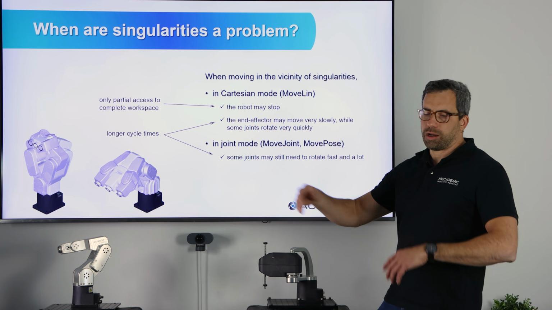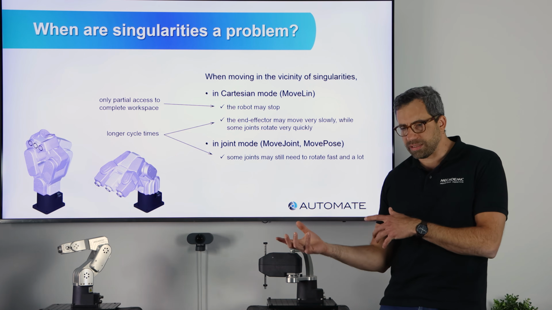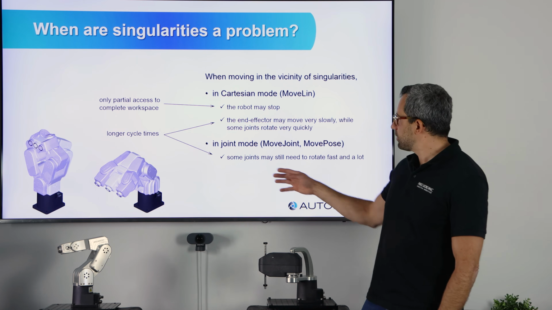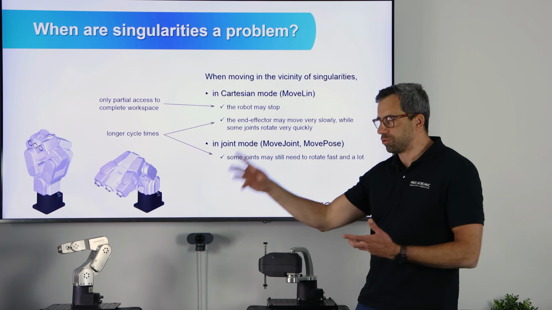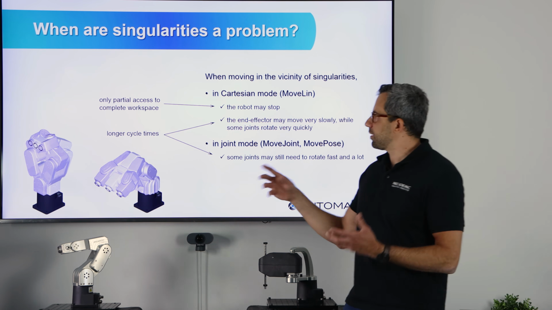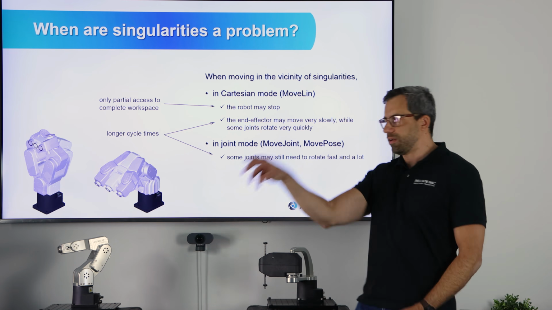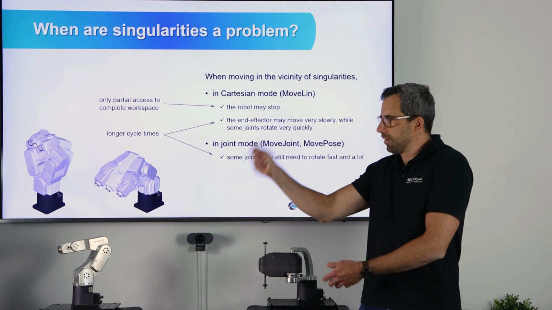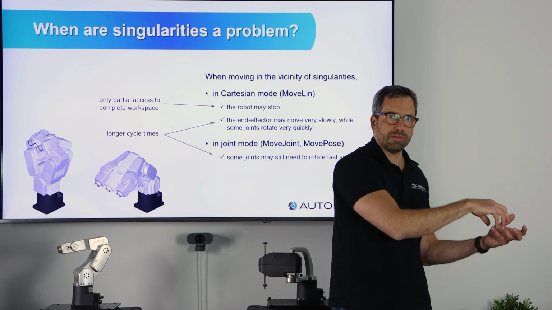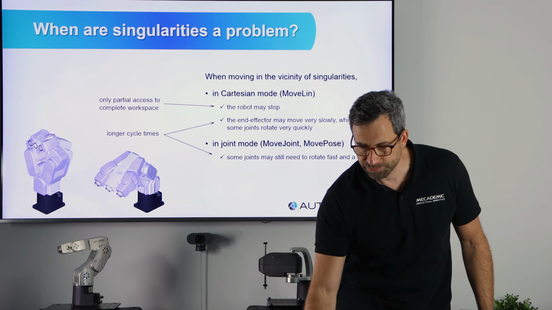In joint mode, I always tell my students, oh, you don't have problems with singularities. And that's true, the robot doesn't stop, but in some cases, you still need to rotate the joints a lot. I mean, the robot will rotate them a lot. So in terms of cycle times, the motion from here to here is still not good. Again, if you're cutting tomatoes here and you want to put them here, obviously this is not optimal. So even though you have no problems with singularities, this is not optimal.